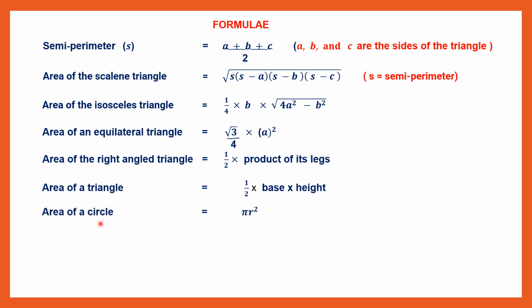Now the area of a circle, we will be using pi r square, where r is the radius. To find the circumference of the circle, the formula is 2 pi r, again r is the radius. Now if you have to find the radius of a circle, the formula is diameter divided by 2. So these are all formulae that you need to learn by heart so that you can apply it in your questions. So let's begin the exercise.